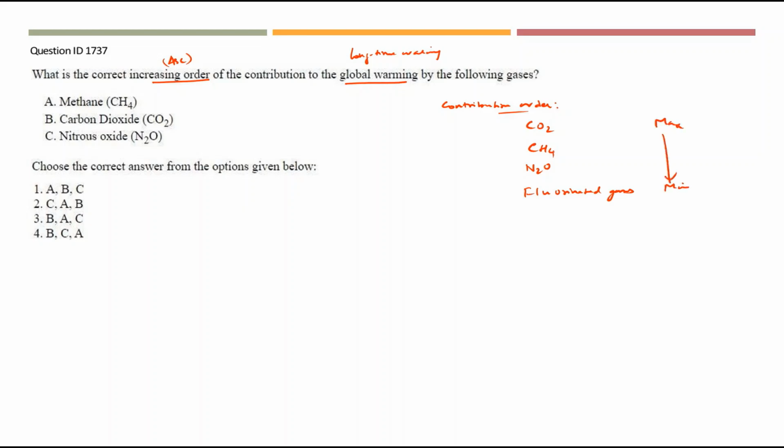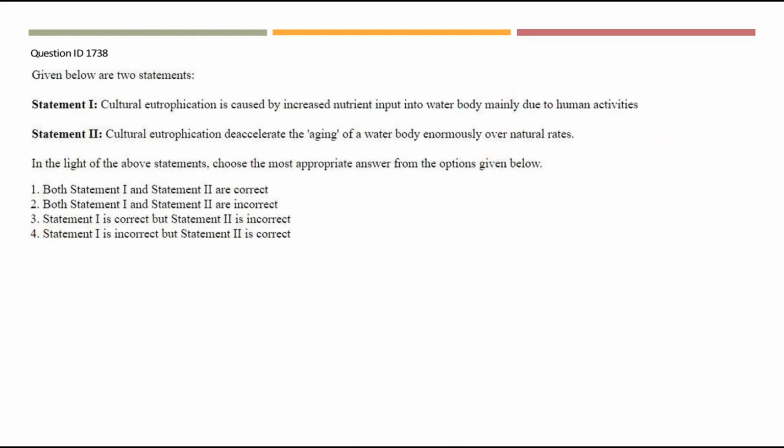This order. Now they are asking in ascending order. Fluorinated gases are not a part of the option. So let's take this. Remaining 3, N2O stands first. C stands first. All the options except option number 2 are wrong. Option number 2 will be the right answer. C is first, methane A is second, CO2 B will be third. So this is the increasing order, CAB.